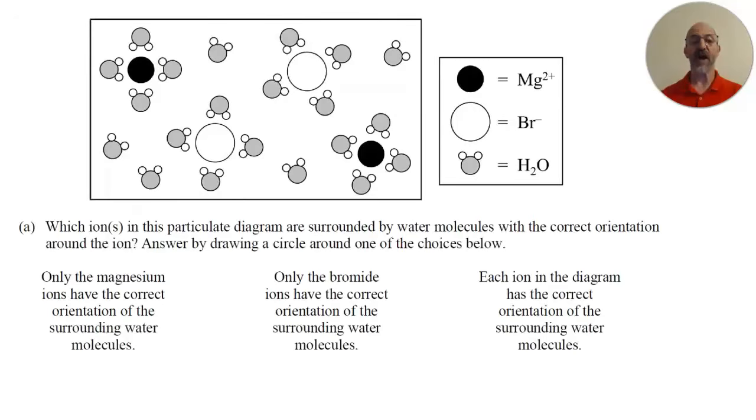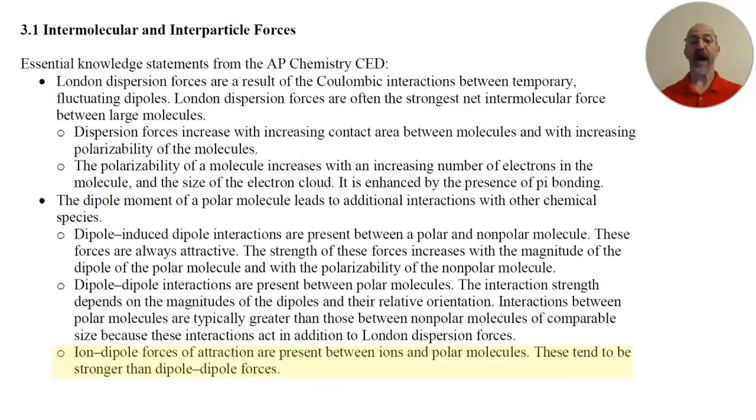It says, which ion or ions in this particulate diagram are surrounded by water molecules with the correct orientation around the ion? Answer by drawing a circle around one of the choices below. So I'm referring to what are known as ion dipole forces in this diagram. And this would be back from topic 3.1, intermolecular and interparticle forces. It's an example of an attractive force between ions and polar molecules.